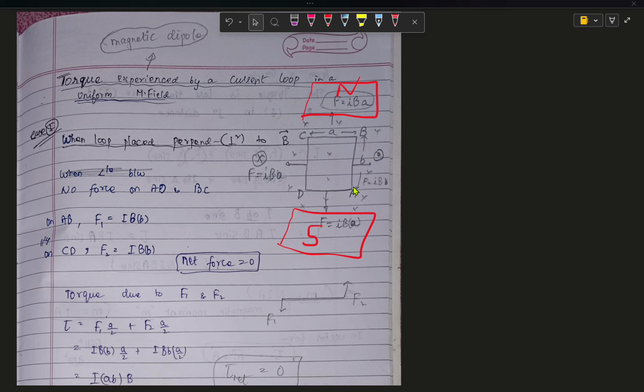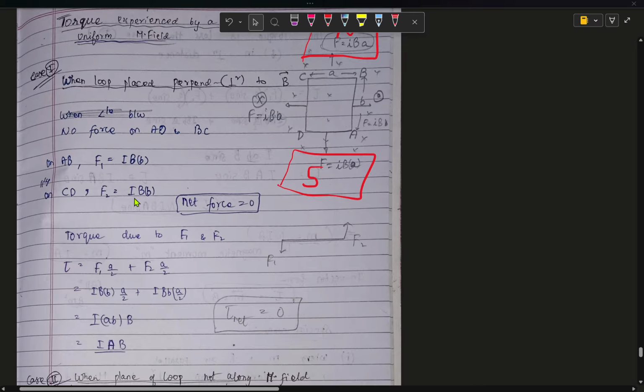So only due to sides AB and CD, there will be some magnetic force. F = ILB sin theta, because the sine component is maximum when it is perpendicular and zero when it is parallel. That's why these two sides will not experience any kind of force. So due to side AB, what is the force? I, the current flowing in this loop, into the magnetic field, which is passing into the page, and the length of side AB is small b.